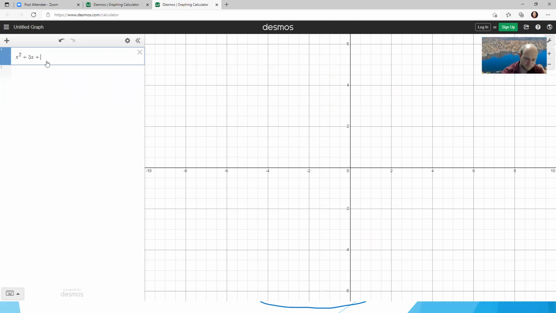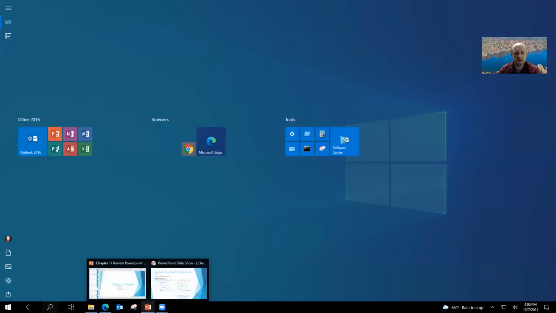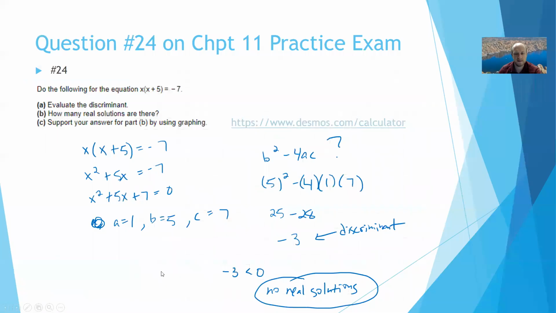So we verified anyway that this does not touch the x-axis, so there are no real solutions. There are imaginary solutions, right? And how would we figure those out? Well, we would do the quadratic formula, right? And that would tell us the imaginary or the complex solutions.